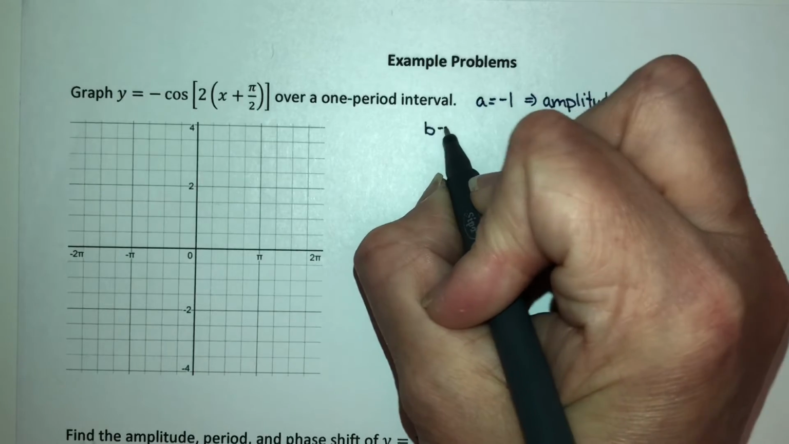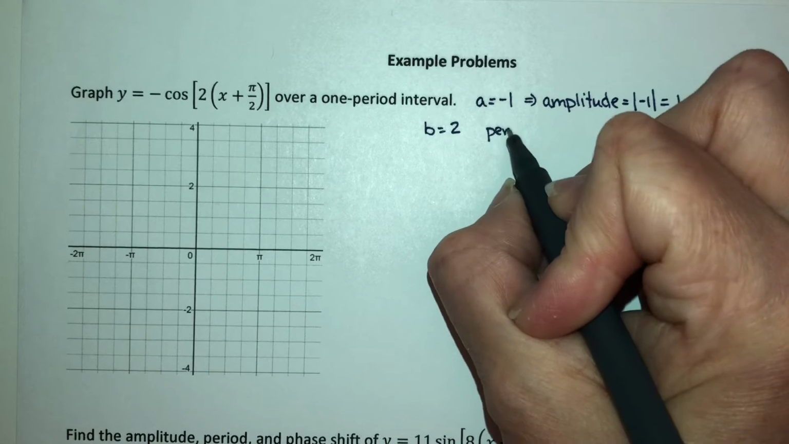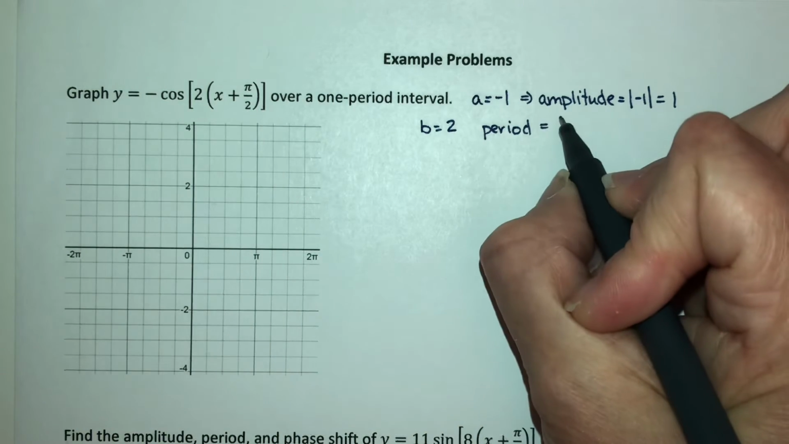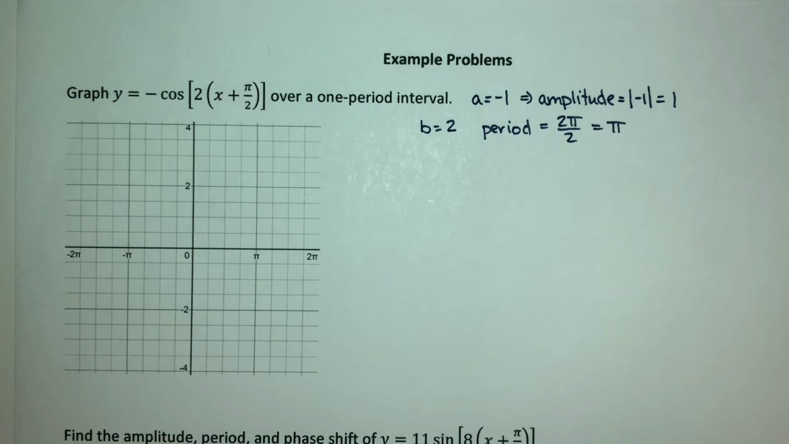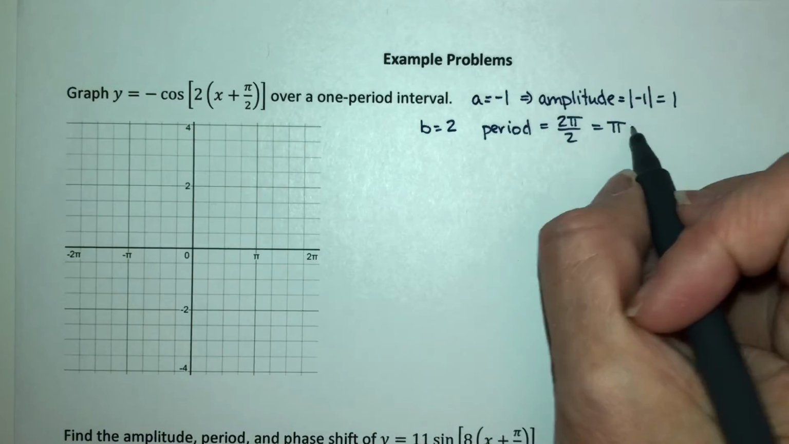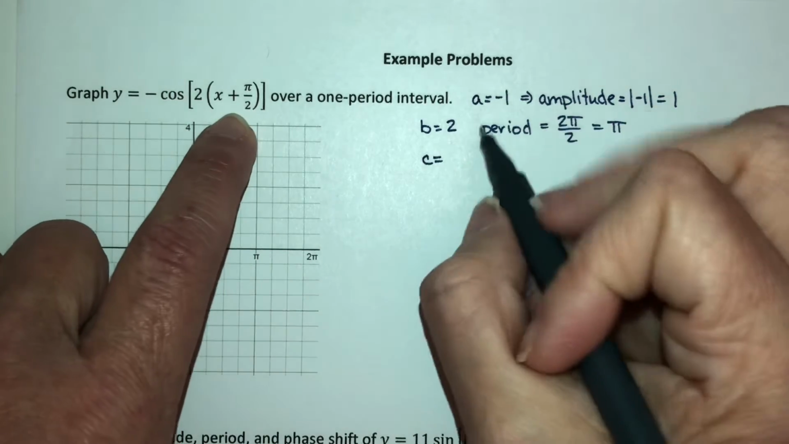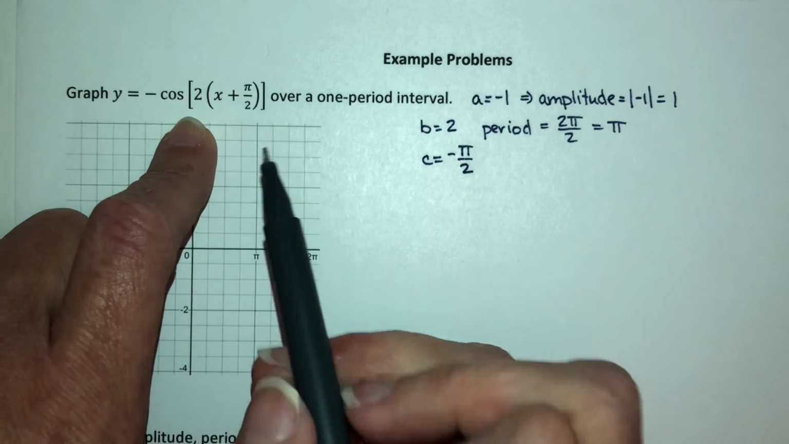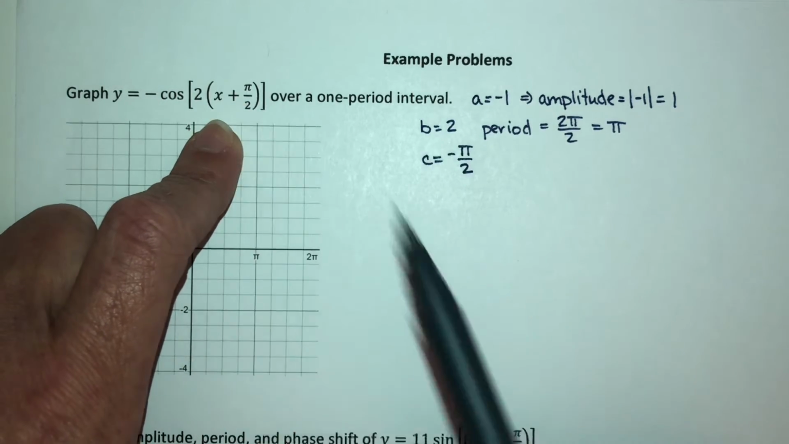Our b value is 2. So the period of this function is going to be 2 pi over 2, so it is pi. Well, no, I'm getting ahead of myself. My c value is negative pi over 2 because our original formula has a plus sign here, so your c value always has the opposite sign of what is here.